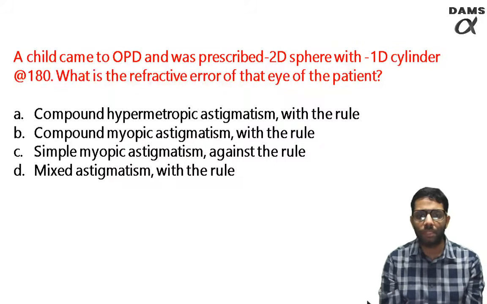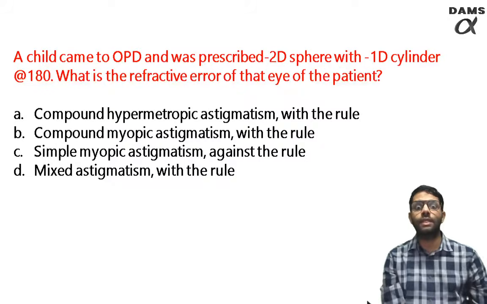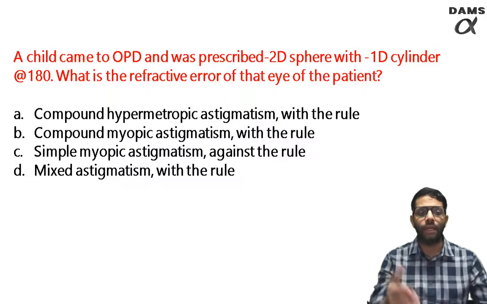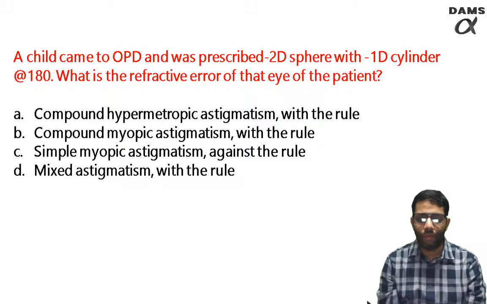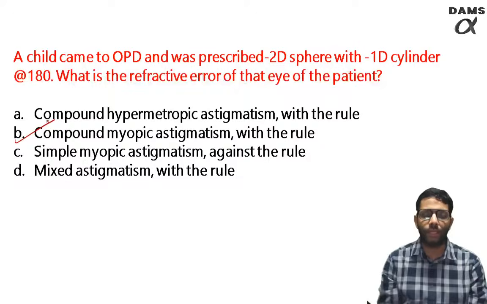Both minus means both rays should be focused in front of the retina. That's why you are giving -2 to diverge. So that is compound myopic astigmatism, and that's the only option, option B. Even if you don't know the rule, with the rule or against the rule, it does not matter. The answer is B because both axes are in front.